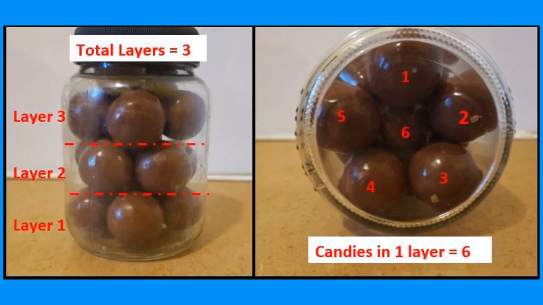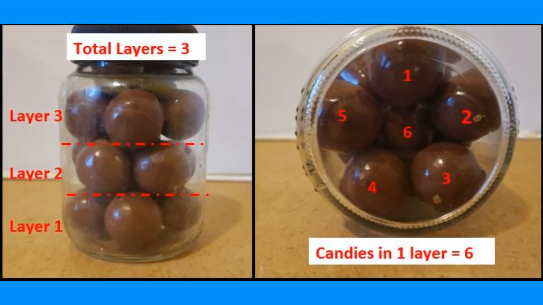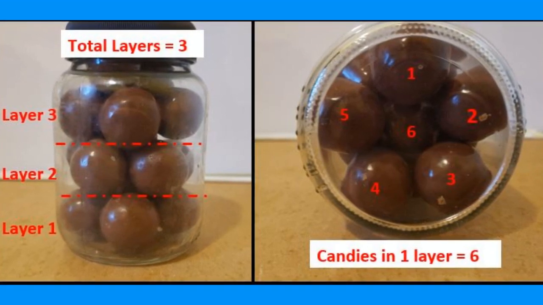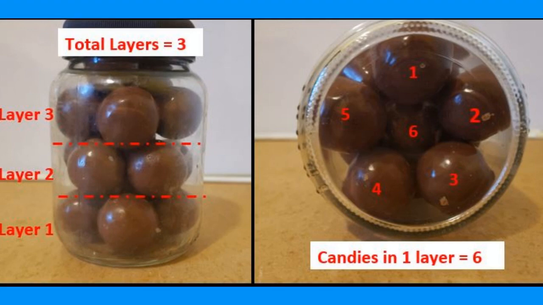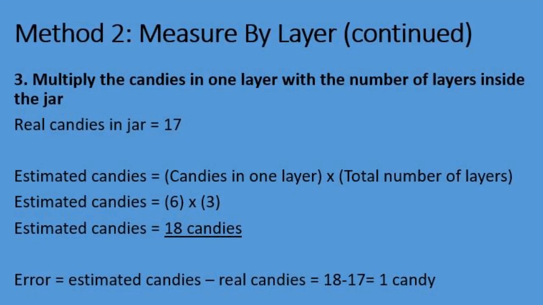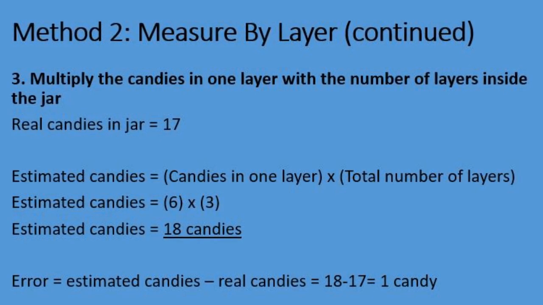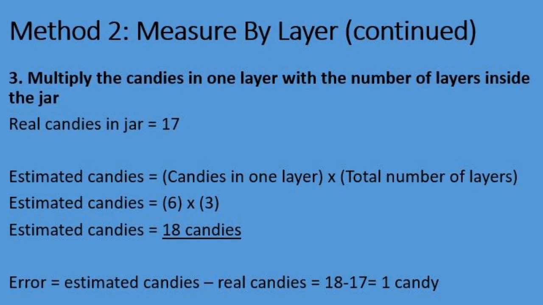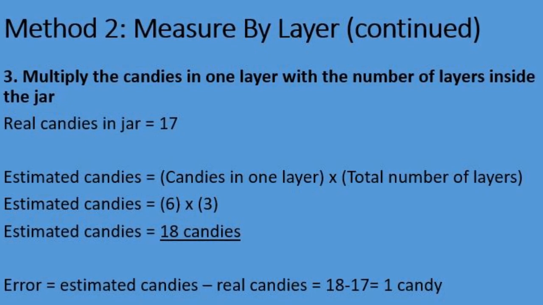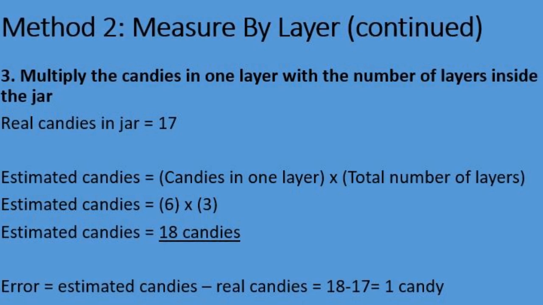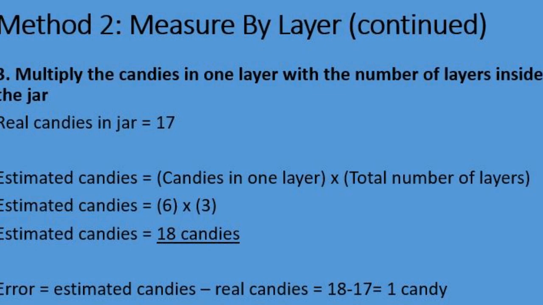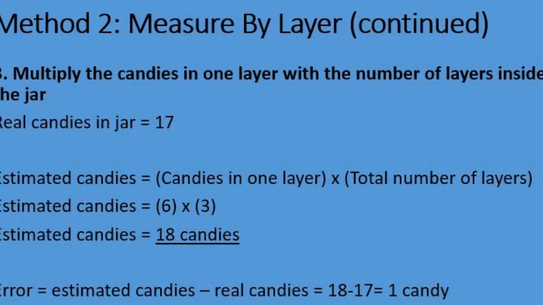Using the same example from method 1, it is observed that the candies which occupy one layer of the jar are equal to 6, while the total number of layers inside of the jar are equal to 3. Once all the measurements are acquired, we can multiply the candies in one layer by the total number of layers. In this case, the estimated candies are calculated as 18, while the real number of candies are 17. This gives us an error of 1 candy.